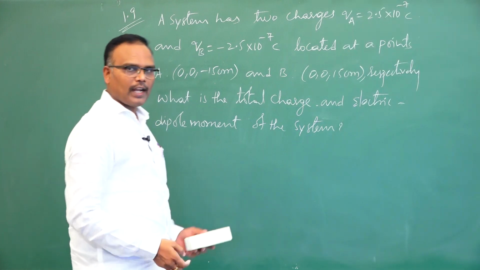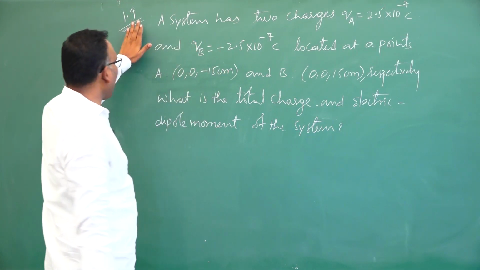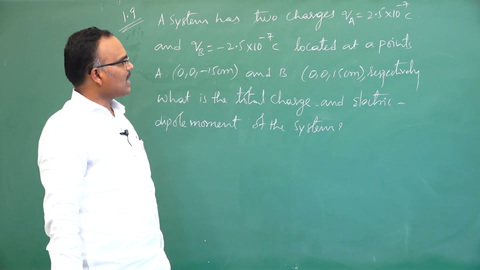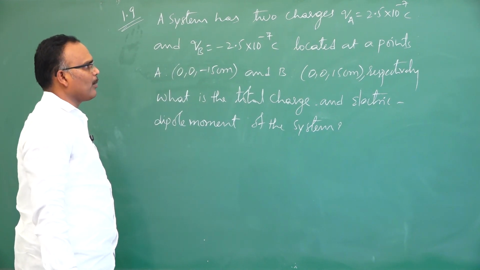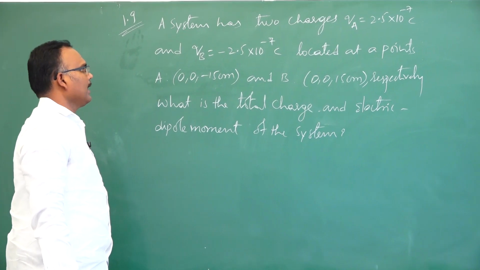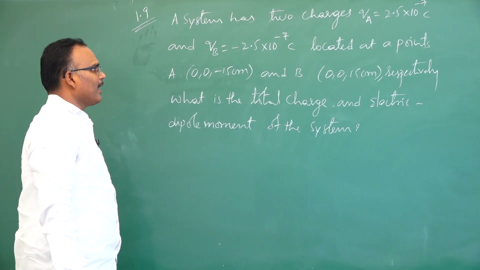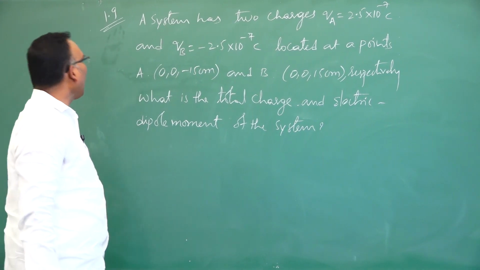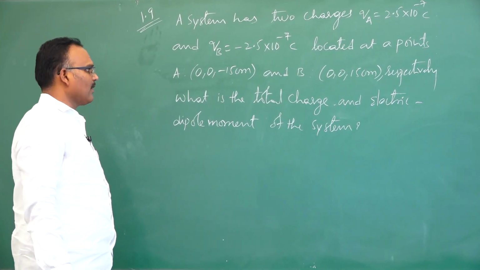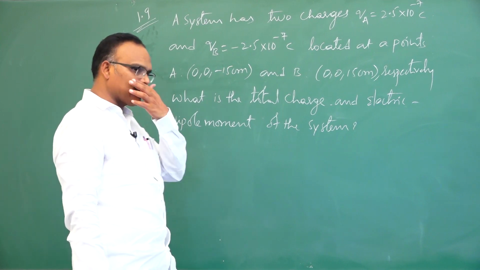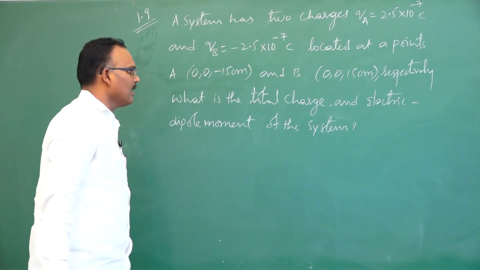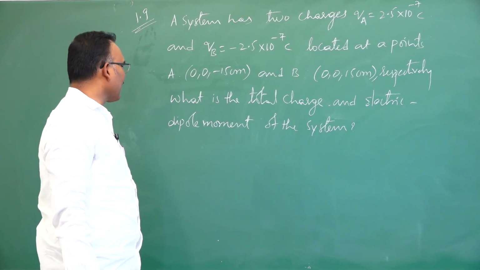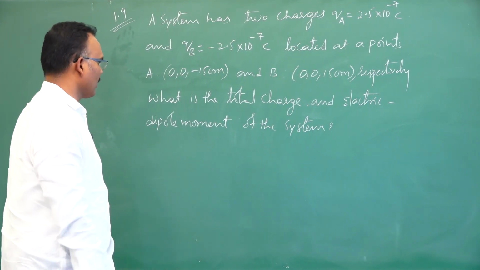Okay, problems on dipole, that is 1.9, exercise problem number 1.9. A system has two charges QA 2.5 into 10 to the power of minus 7 coulomb and QB is minus 2.5 into 10 to the power of minus 7 coulomb located at points A (0, 0, minus 15 centimeter) and B (0, 0, plus 15 centimeter) respectively. What is the total charge and electric dipole moment of the system?